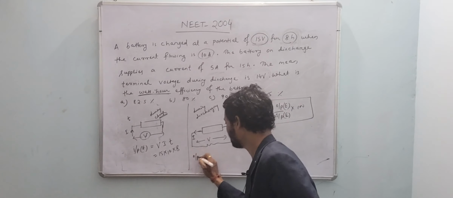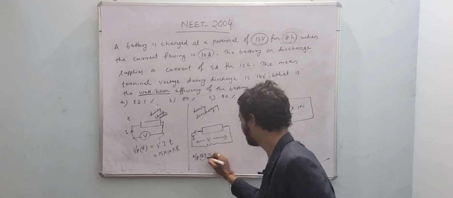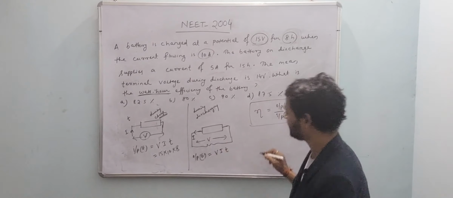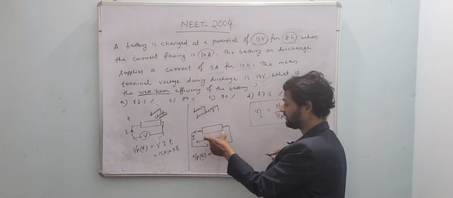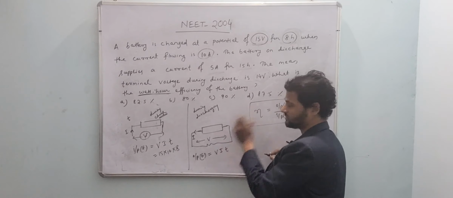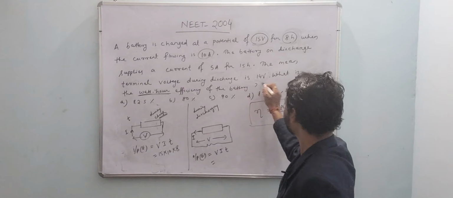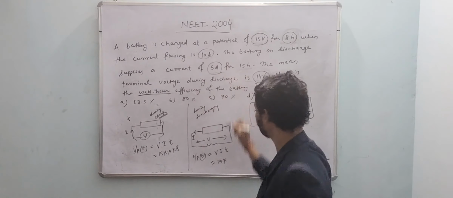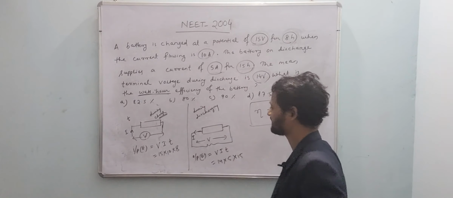So what is the output energy over here? The formula is the same, VIT, but here it is the output energy. This V is the output voltage, I is the current which is coming from the battery, and T is the duration or time. So here during discharging, what is the voltage? 14, and the current here is 5 ampere, time is given as 15 hours.